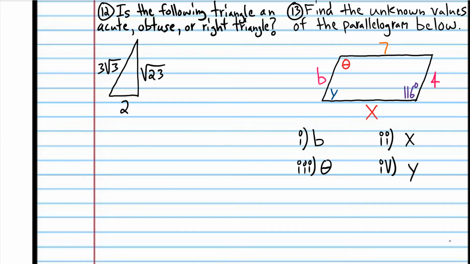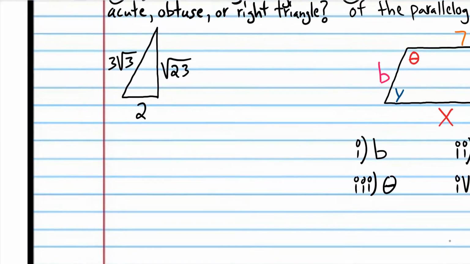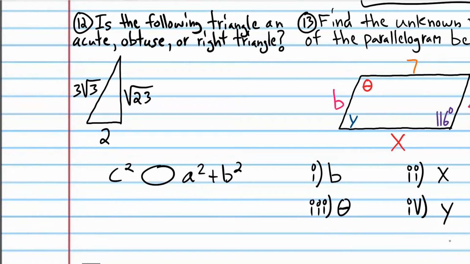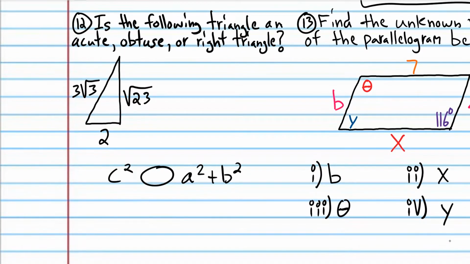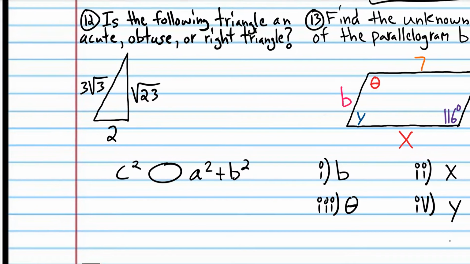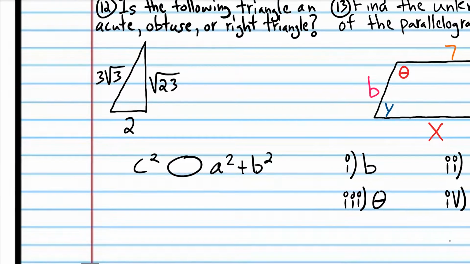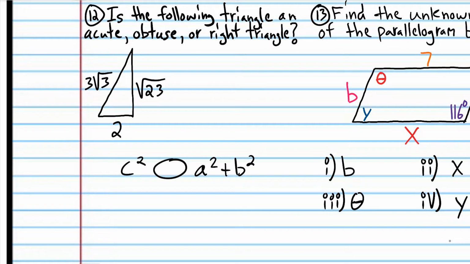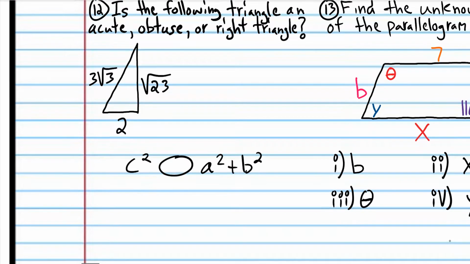So we're going to write a Pythagorean statement here. We're just going to put a bubble because we don't know if these expressions are going to be equal or greater than or less than. Also, I forgot to mention, if they're equal, then that means it's a right triangle. That's the converse of the Pythagorean theorem.